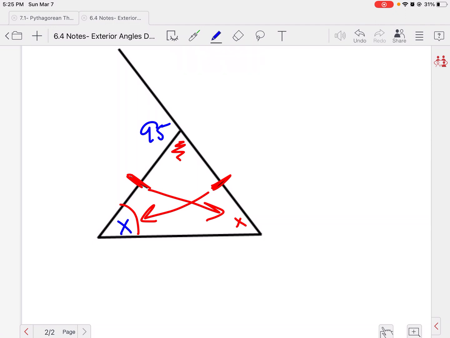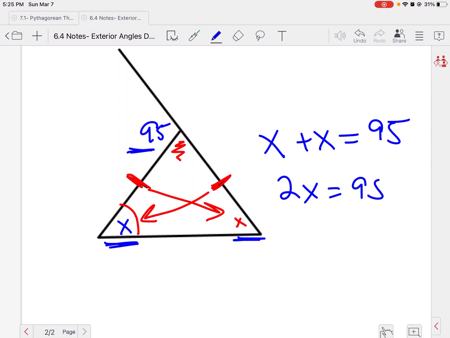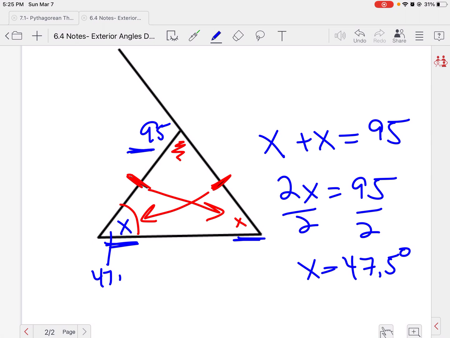So now, based on exterior angle theorem, I know that this piece plus this piece has to equal this piece. So x plus x has to equal 95. So we'll have 2x equals 95. Divide by 2, divide by 2. x will equal, I'm going to do it in my calculator because my brain is a little fried today, 47.5 degrees for each value of x. So this angle right here is 47.5, along with the other angle.